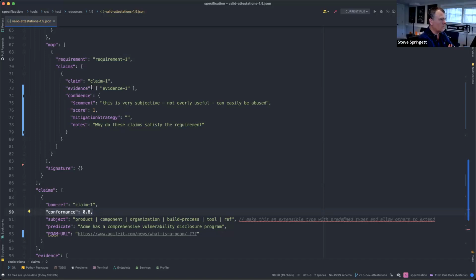Okay. Well, how would it roll up? If I have requirement 1 and multiple claims to support that, but the claims have different conformance values, do I care? Does that need to roll up, or should that be at the claim level? Right. Or at that map level?